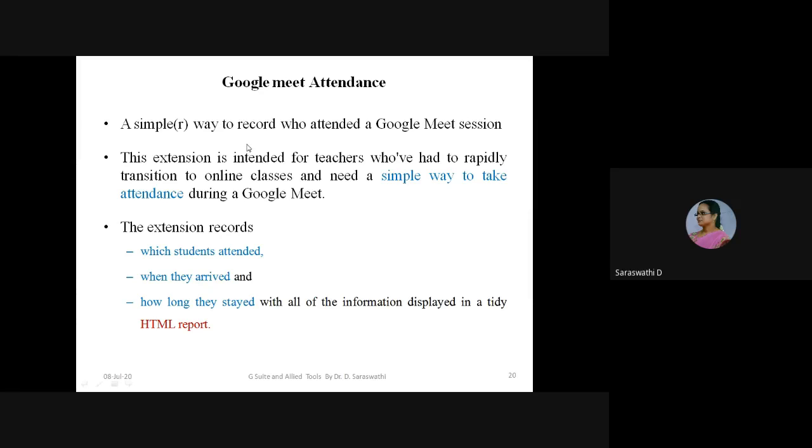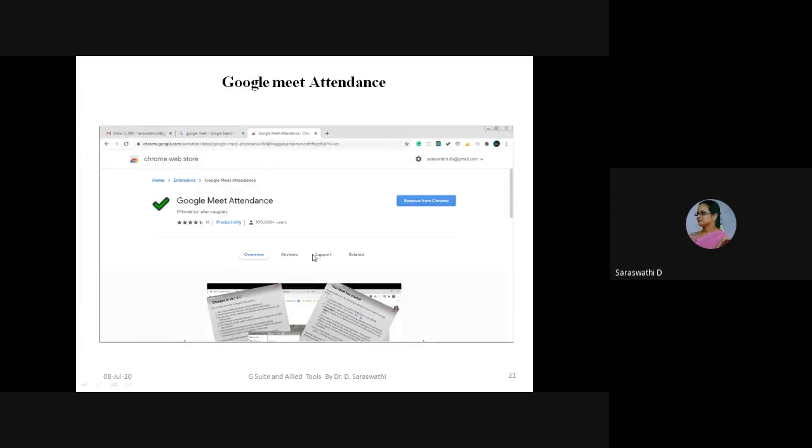And the next one is Google Meet attendance. It is the easiest way to record the Google Meet participants. That is, it is the simplest way when you use Google Meet attendance. So when you add this extension, it records which students attended, when they arrived, and how long they stayed. After completing these things, when you leave the meeting, it will give you the HTML report also.